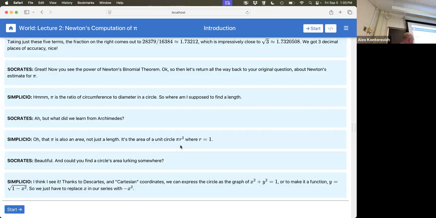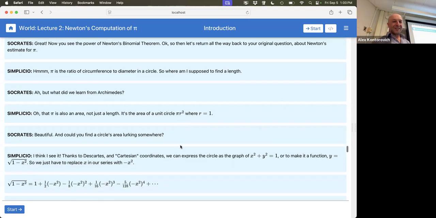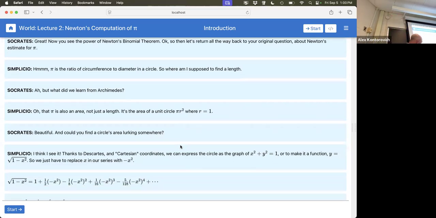So we can make that into a function, because by itself, the circle is not a function, right? It doesn't pass the vertical line test. But exactly as Satvik told us, we should think about y equals square root of 1 minus x squared. That's the series we have, except just replace x with a negative x squared. So we know what the expansion of this is. It's 1 plus a half minus an eighth plus a 16th minus 5 over 128, where x is replaced by negative x squared, negative x squared cubed, negative x squared to the fourth.